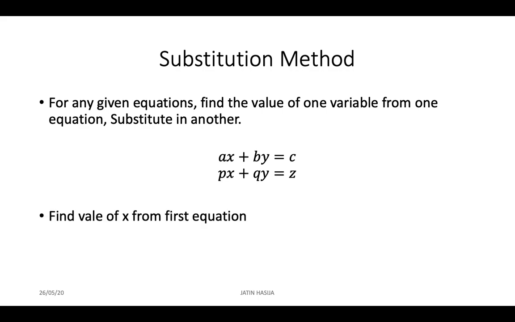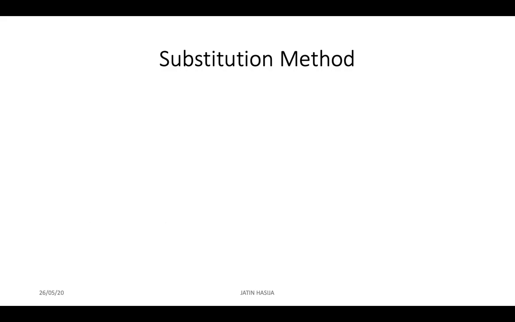First, we have to find the value of x from the first equation. It actually depends on whether we have to find the value of x or the value of y. Looking at the question, it becomes easier to decide which equation to choose. In this particular case, I have assumed the first equation ax plus by is equal to c, from which I will be finding the value of x in terms of y. These were the two equations, ax plus by is c and px plus qy is z.